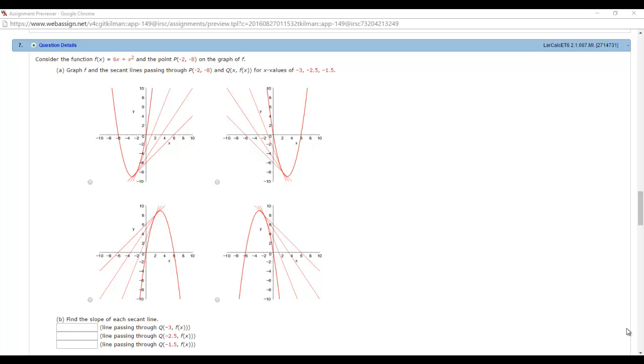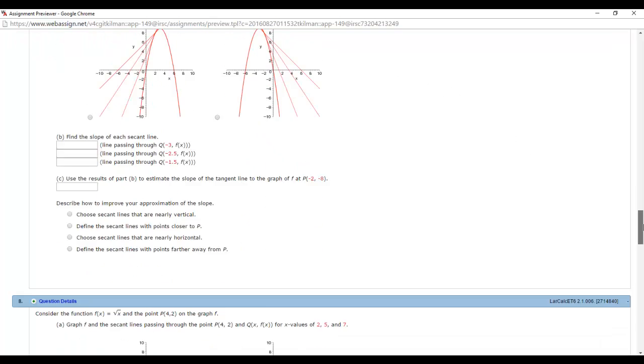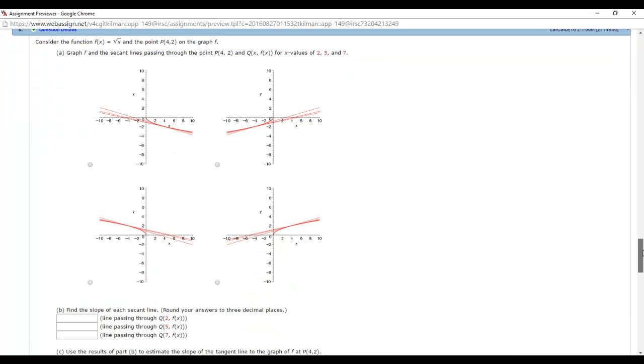Alright guys, so I had a question about how to answer questions 7 and 8 on the whole first homework and WebAssign. Alright, so this is number 7. Now remember, everybody's question is going to be slightly different. So here's my number 7. It's going to be slightly different than your number 7. And here's my number 8. It will be slightly different than your number 8.